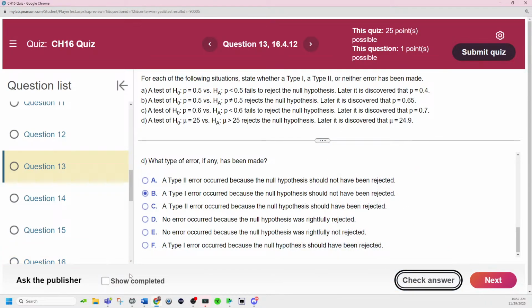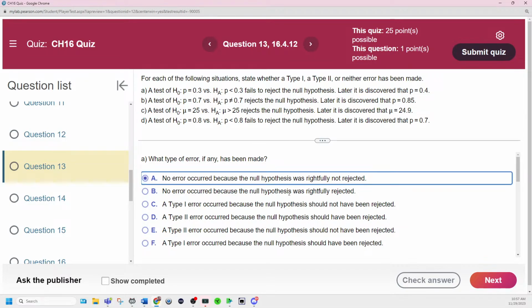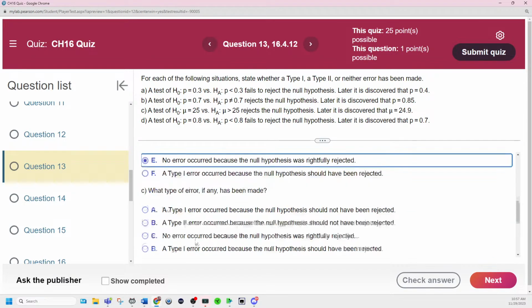But this is tricky. Good tricky one, but okay, the null is that the proportion is equal to 30%. The alternative we're looking for is less than 30%. They failed to reject the null. Good, they shouldn't have done that, because if they rejected the null, they would have found evidence in the wrong direction. No error occurred because the null was rightfully not rejected. They believe the proportion is 70%. They're looking for evidence it is not equal to that. They reject the null. Later they find out it is that, so no error occurred. The null was rightfully rejected.